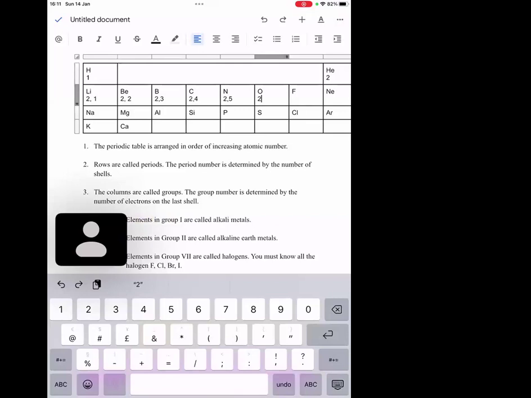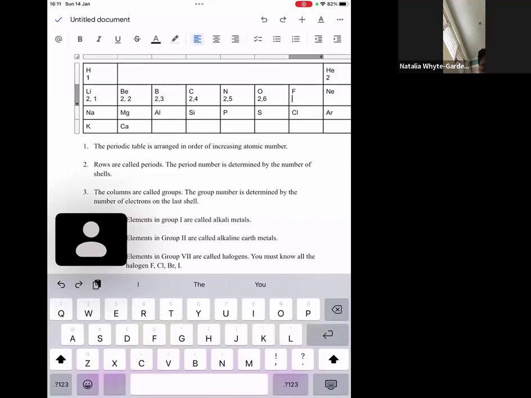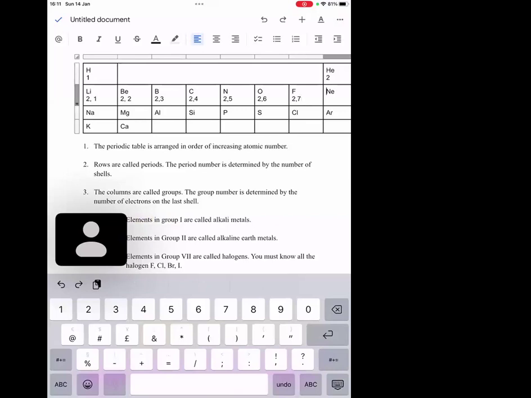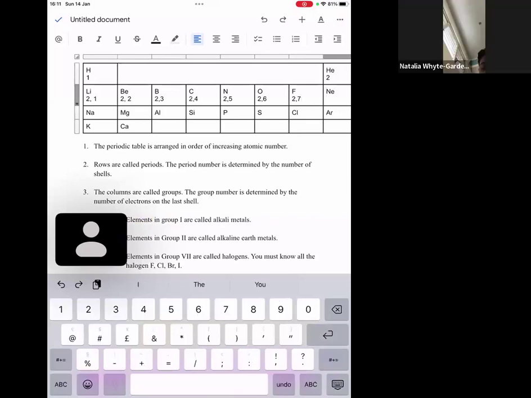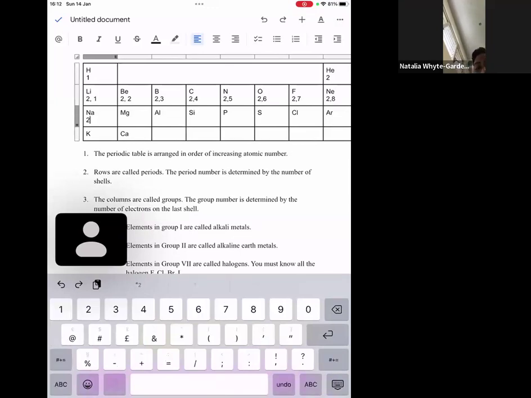2, 6. What would it be for fluorine? 2, 7. And neon would be 2, 8. Now the second shell is filled, so we will move on to the third shell. The third shell is going to have a maximum of 8 electrons as well. When we get to sodium, sodium is element number 11, but when we are putting on the electrons, it's 2, 8, 1.